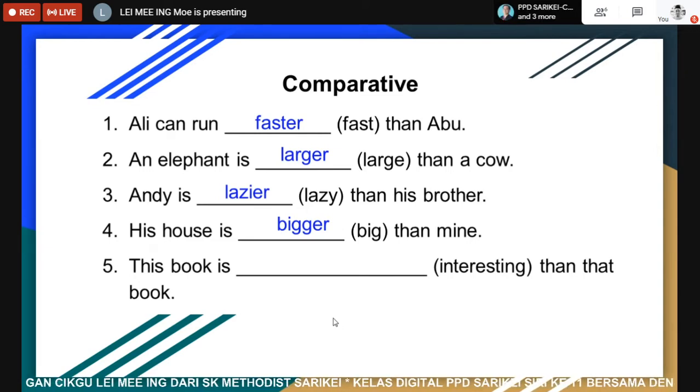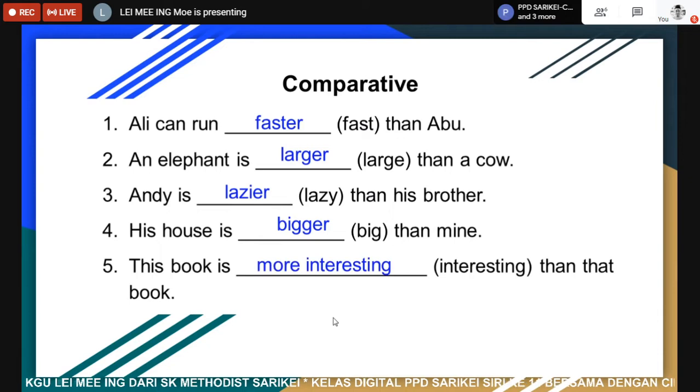Alright, the answer is more interesting. Very good. So this adjective has more than 2 syllables, so it follows rule number 5. We just add more in front and maintain the adjective: more interesting. Well done if you got all the answers correct.